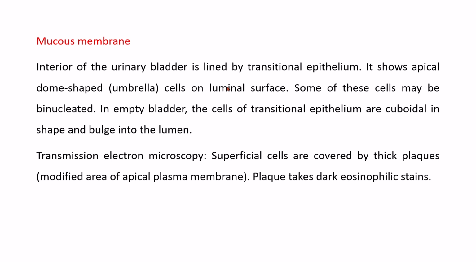The interior of the urinary bladder is lined with transitional epithelium. It shows apical dome-shaped cells, otherwise called umbrella cells, on the luminal surface. Some of these cells may be binucleated. In an empty bladder, the cells of the transitional epithelium are cuboidal in shape and bulge into the lumen.